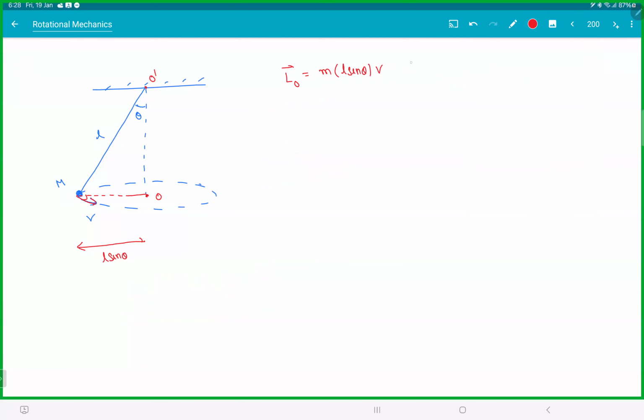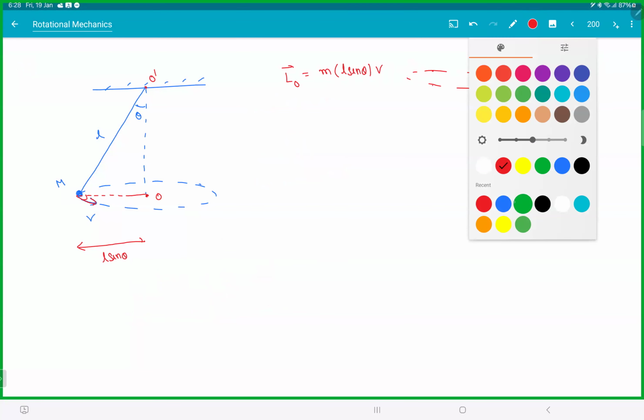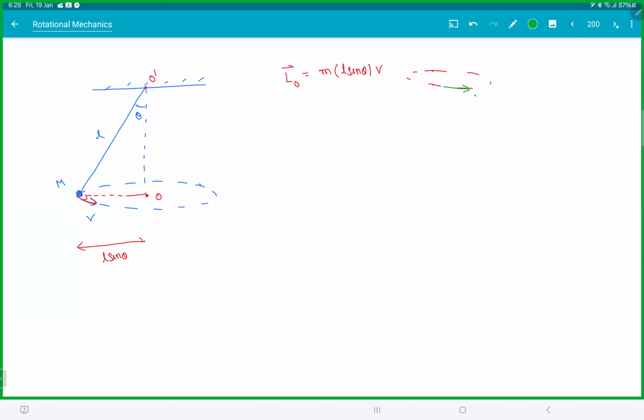And what about the direction? It is going in a circle. So if you observe here, velocity is this way, R bar is this way, so L bar is upward. As this guy is going in a circle, the angular momentum will be up, like this. So it is constant actually. So angular momentum about O is constant.